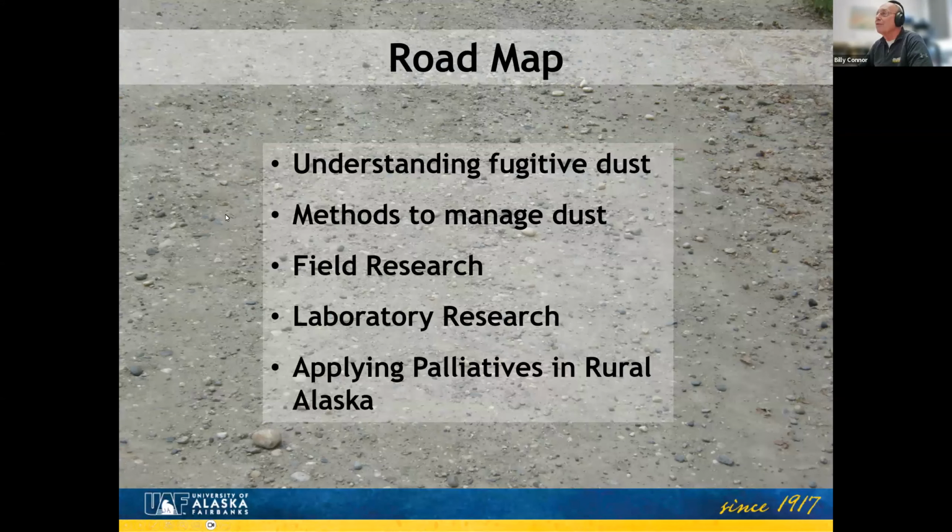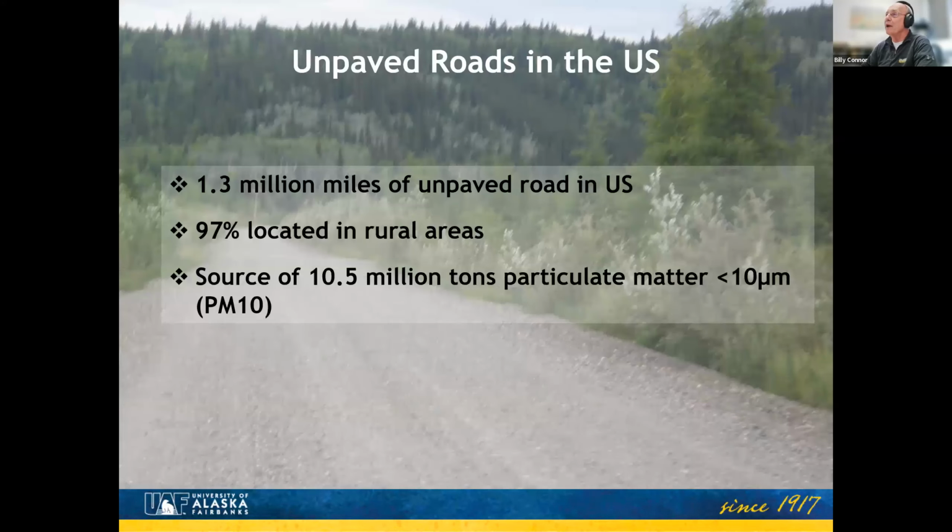So just a quick overview of what we're going to talk about. We're going to talk about fugitive dust, how it's formed, and methods of how we might be able to control it, some of the work that we've done in the field and in the laboratory. And then we're going to talk quite a bit about how to apply different palliatives to the roadway. There'll be 4 of those, and hopefully we can give you some idea of the alternatives that you may have.